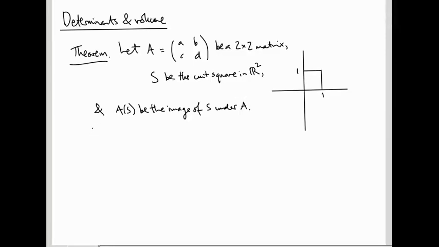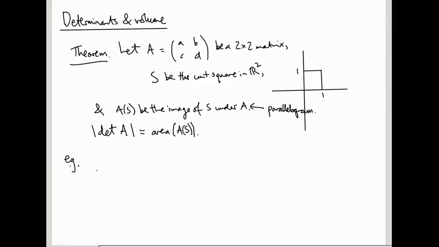Then the absolute value of the determinant of A has a geometric interpretation. It's the area of AS. So what is AS? AS is going to be a parallelogram. Let's see an example.